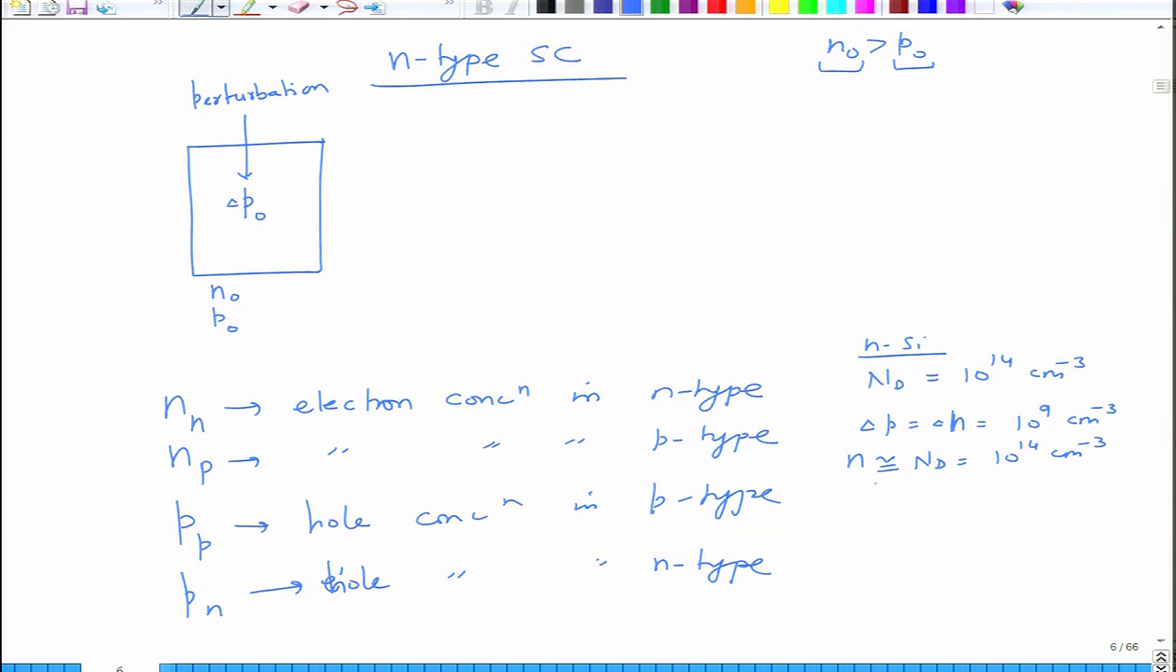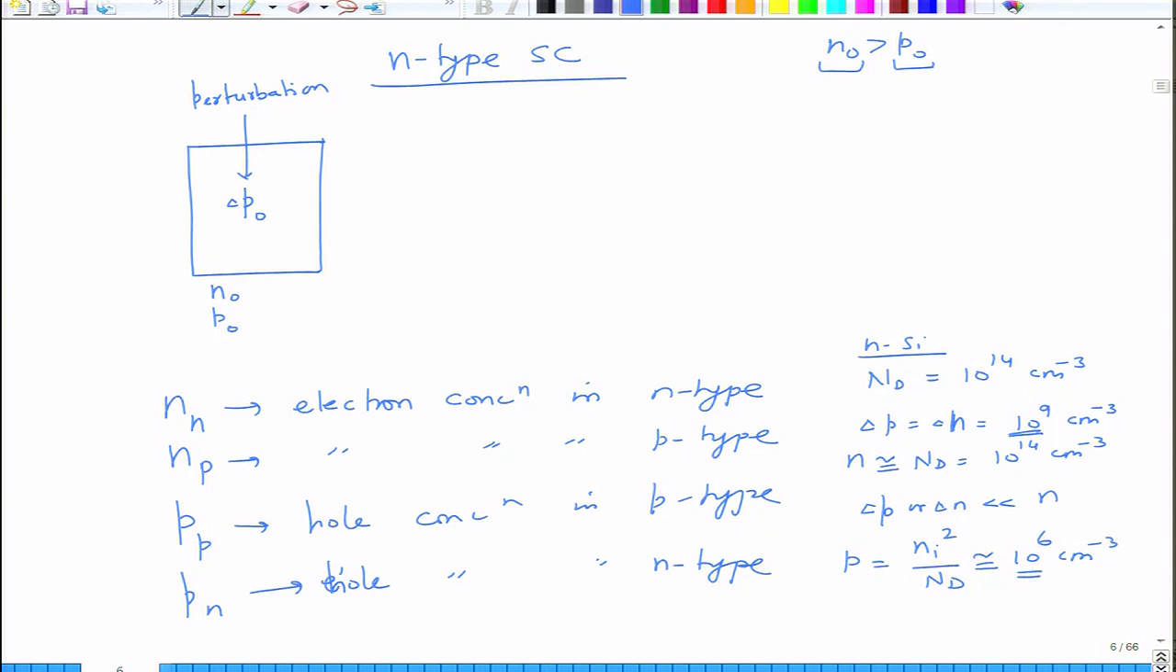So you can see that since in N type silicon N is the majority carrier, the perturbation is very small. Delta P or delta N is very, very small as compared to N. But now if you calculate P, P is Ni square divided by Nd, and this quantity altogether turns out to be 10 to the power 6 per centimeter cube. So you can see that this perturbation is significant in comparison to the minority carrier concentration.